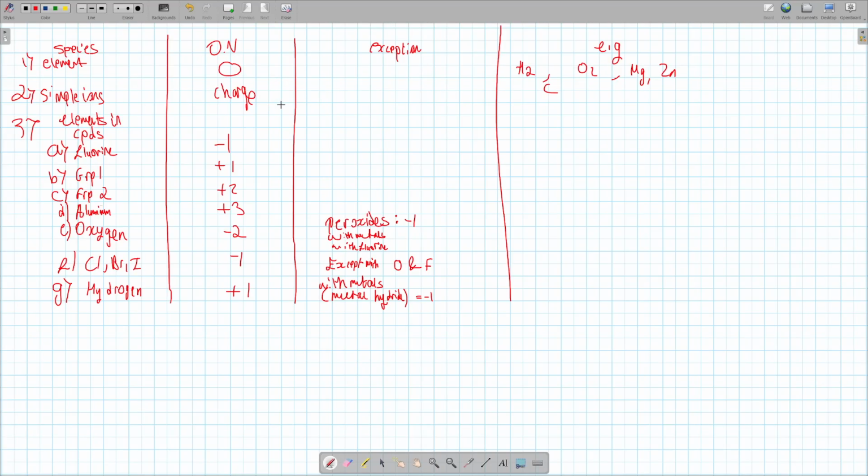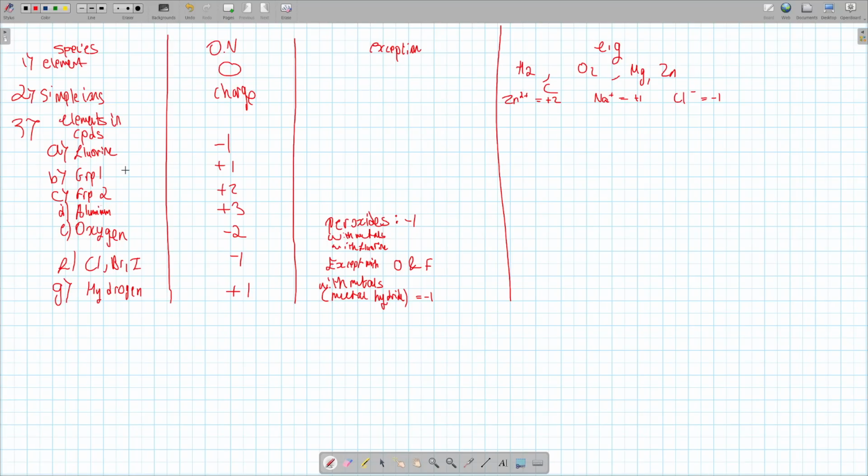Simple ions would be the charge. For example, Na plus, or no, N2 plus would be equal to 2, its oxidation number would be plus 2. Na plus would be equal to plus 1. Yeah, just Cl also. Cl minus would be minus 1. Elements in compounds, and there's a long list. Fluorine would be minus 1.